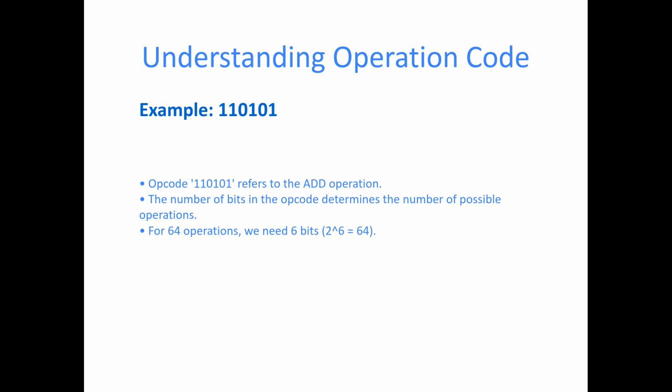Another part of the instruction code is the operand. While the opcode tells the computer what operation to perform, the operand tells it where or on what data to perform the operation. For example, if the instruction says add 5 to register A, the opcode specifies the add operation and the operand points to the register A and the value 5.